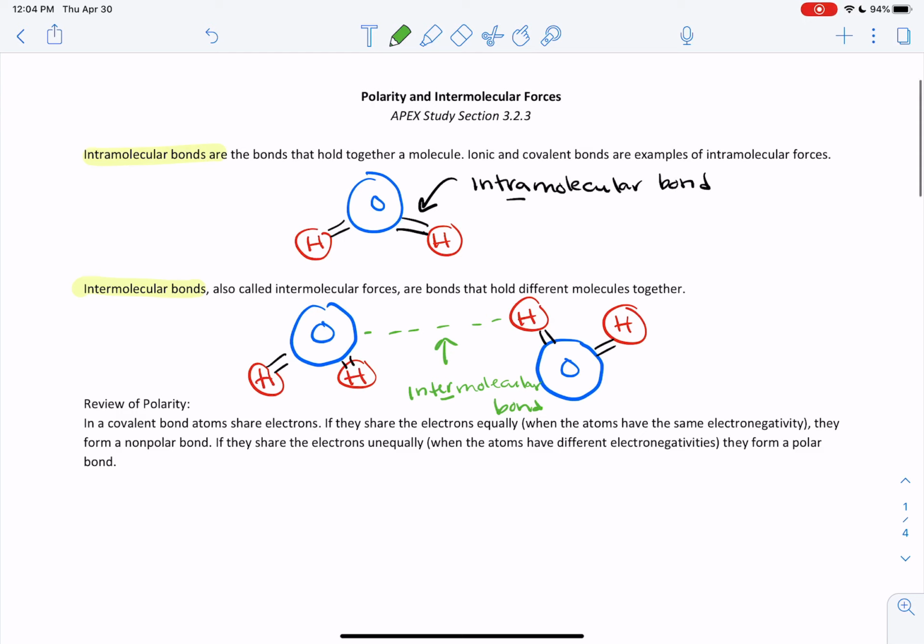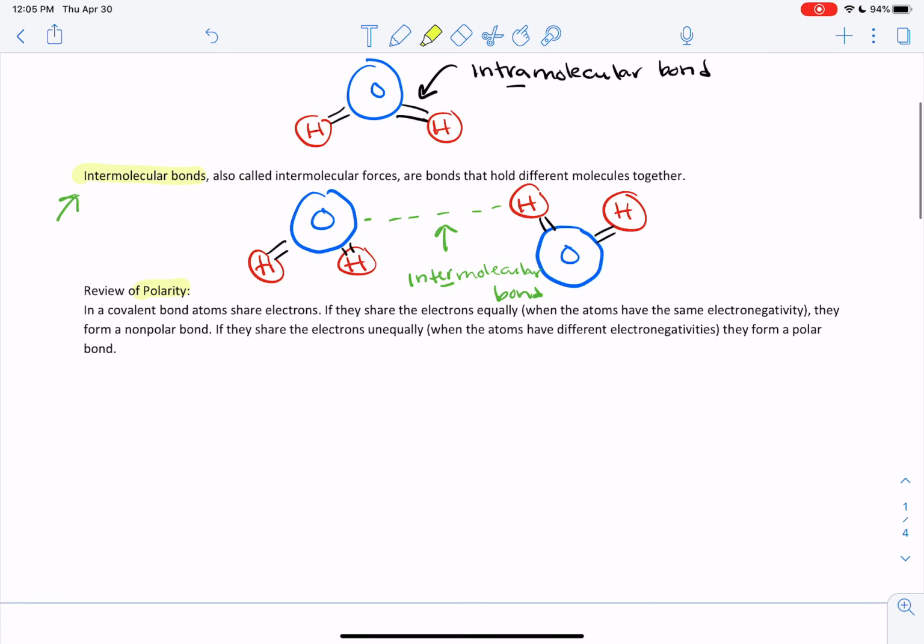Today we're going to focus a little bit more on the intermolecular bonds because we talked a lot about intramolecular before. So when we're talking about intermolecular bonds, we need to have a good understanding of polarity. So polarity we talked about again before we left. In covalent bonds, we know that the atoms share electrons. If they share the electrons equally, when the atoms have the same electronegativity, they form a nonpolar bond. If they share the electrons unequally, which happens when the atoms have different electronegativities, they form a polar bond.